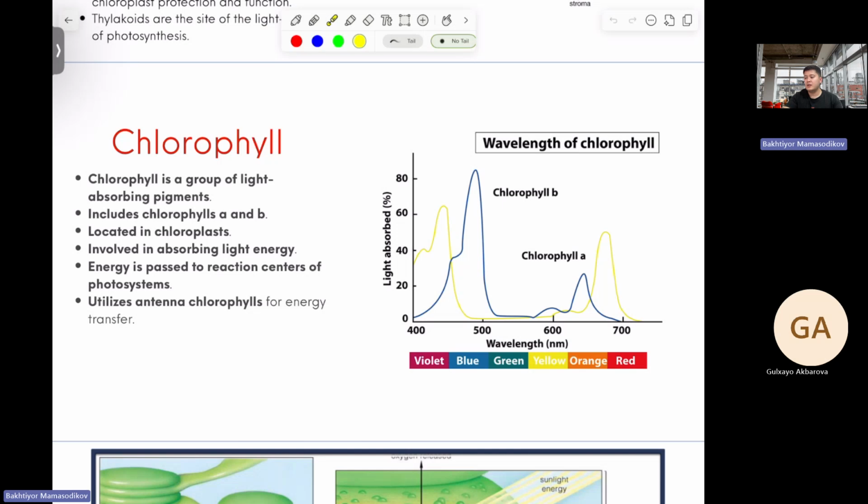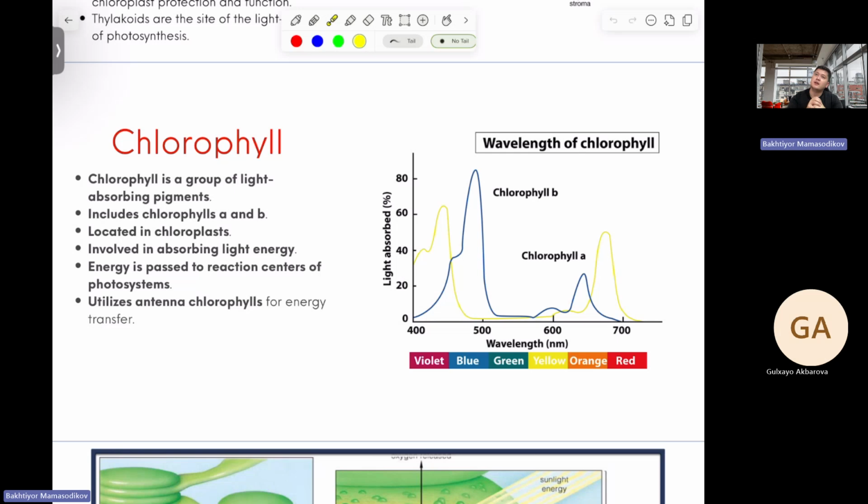Okay, chlorophyll A and B are located in the thylakoid membrane, in thylakoid. Their main function is to absorb the light energy, mostly the blue and the red light. They don't absorb the green one. That's why the plants look green, because they reflect it. They absorb the blue. Yeah, when you look outside, you see the green plants, right?